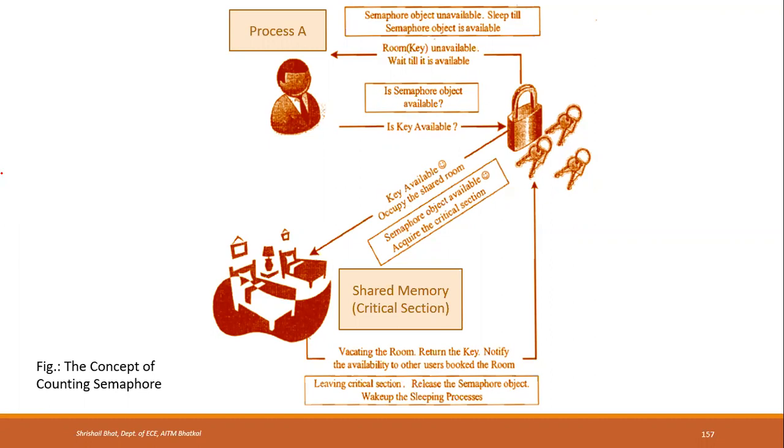I hope it is clear. So here, there are multiple beds. This is showing multiple beds and different facilities in the shared room, just like there are multiple processes trying to access that critical section. Okay, and this key is an example of a semaphore object. The availability of the key can be compared to the availability of the semaphore object.